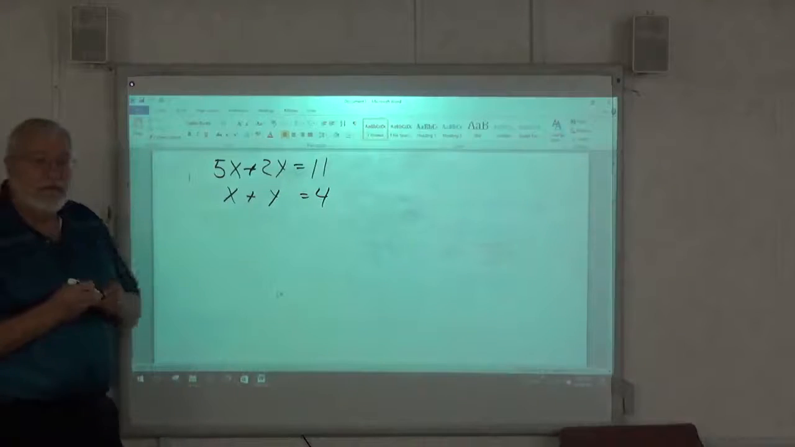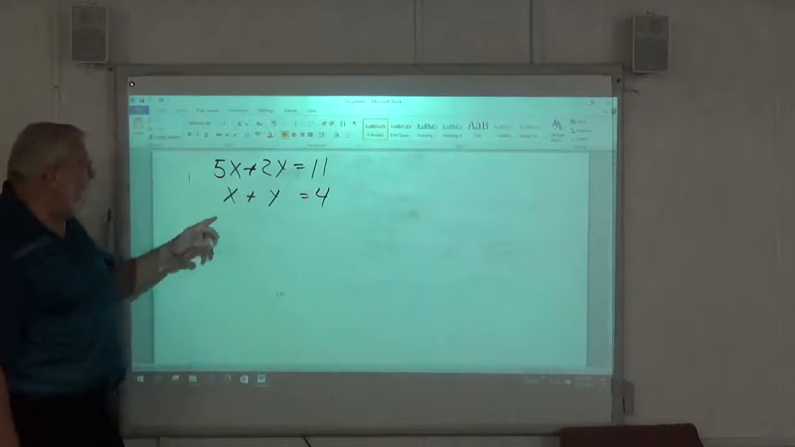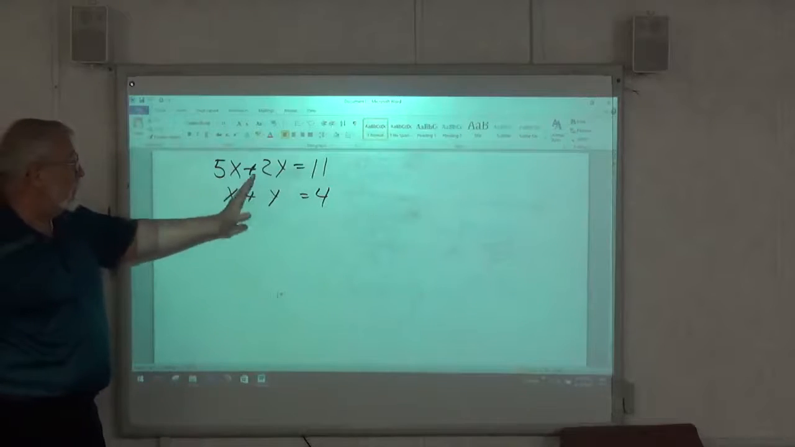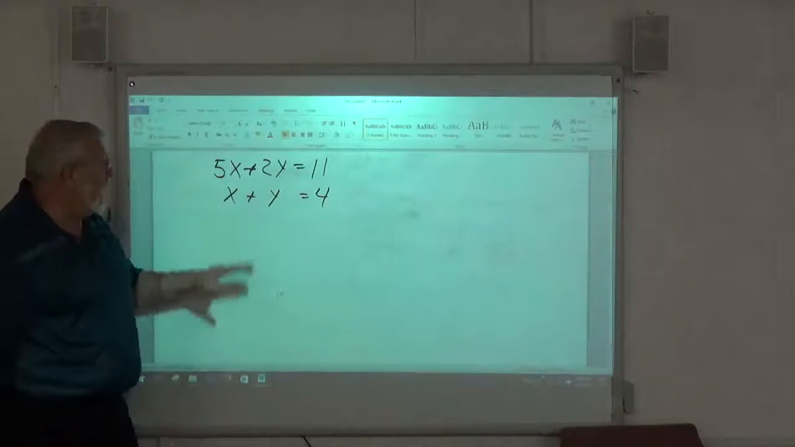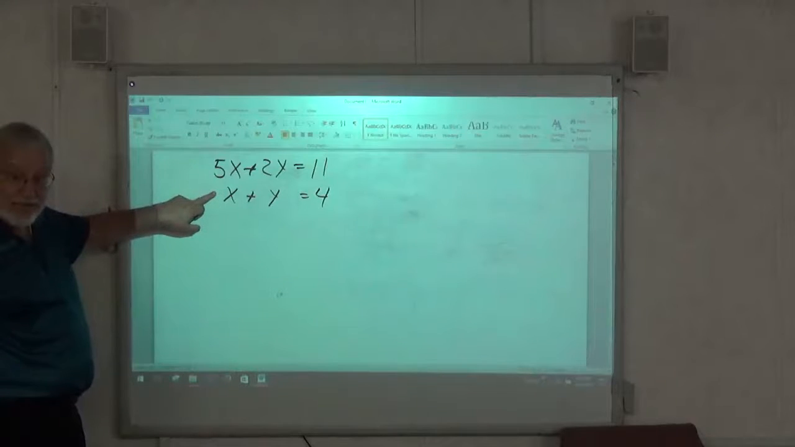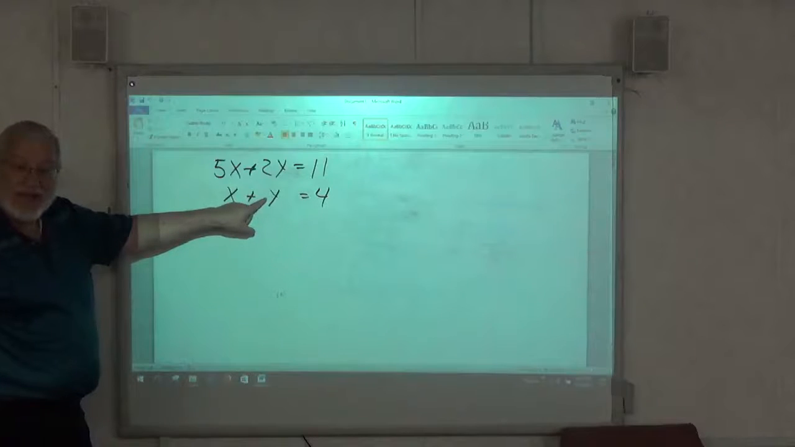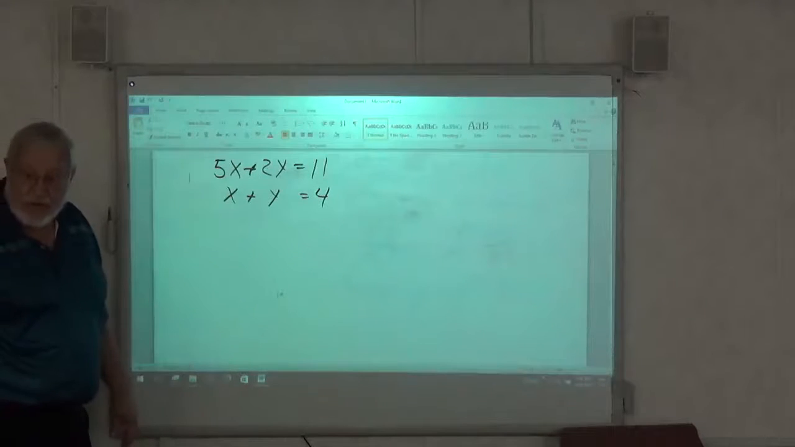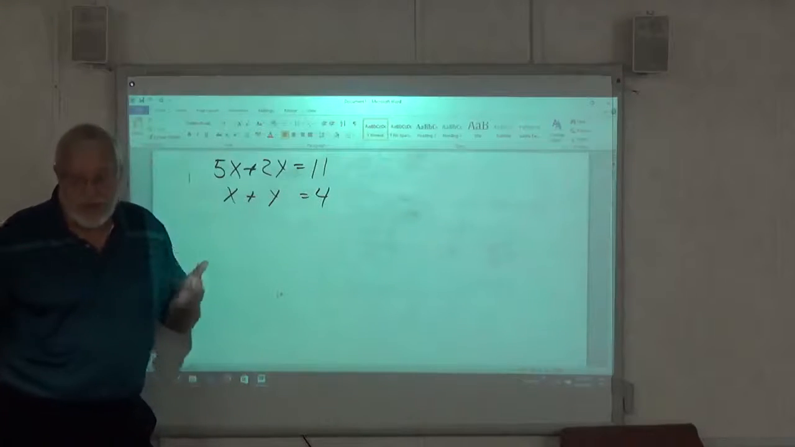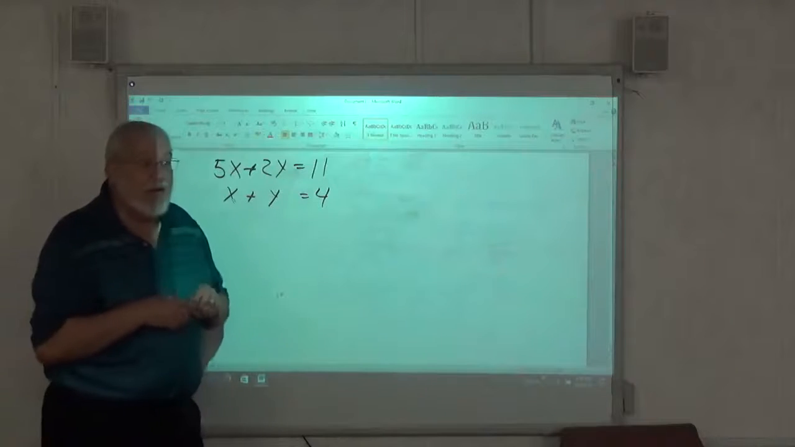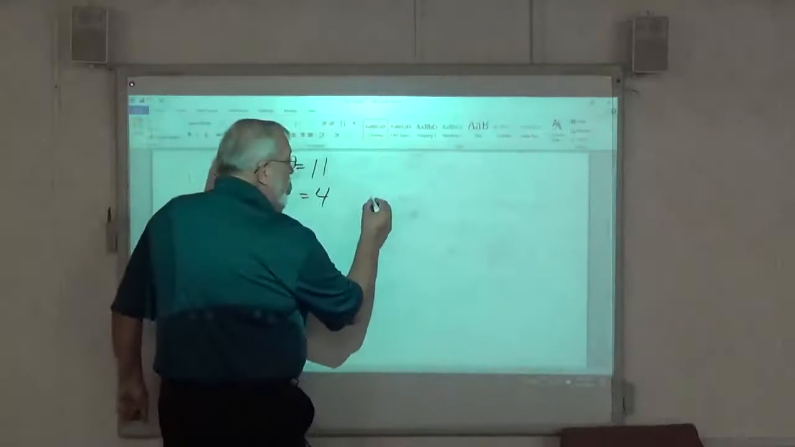Okay, now, this particular problem could be solved in a number of ways. I could replace the x with 4 minus y. If I wanted to, I could multiply the bottom by -5 and then add these two together, or I could multiply the bottom by -2 and add those two together to get 0. I have a number of ways, but what we're going to do is practice using Cramer's rule. Now, first and the easiest part, how do you find the denominator for x and y?